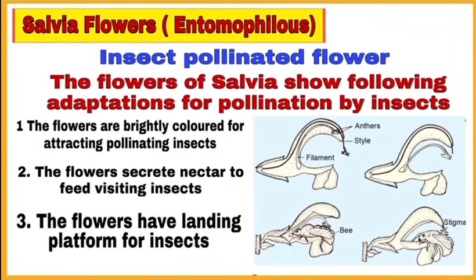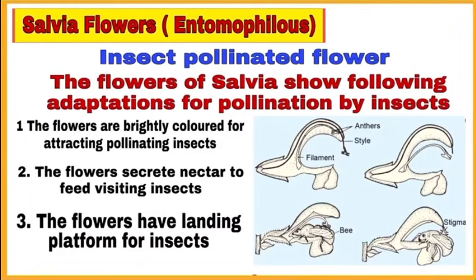Second flower, salvia flowers, entomophilous flowers. The flowers pollinated by insects are called entomophilous flowers. The flowers of salvia show following adaptations for pollination by insects. First, the flowers are brightly colored for attracting pollinating insects. Second, the flowers secrete nectar to feed visiting insects. Third, the flowers have landing platform for insects.